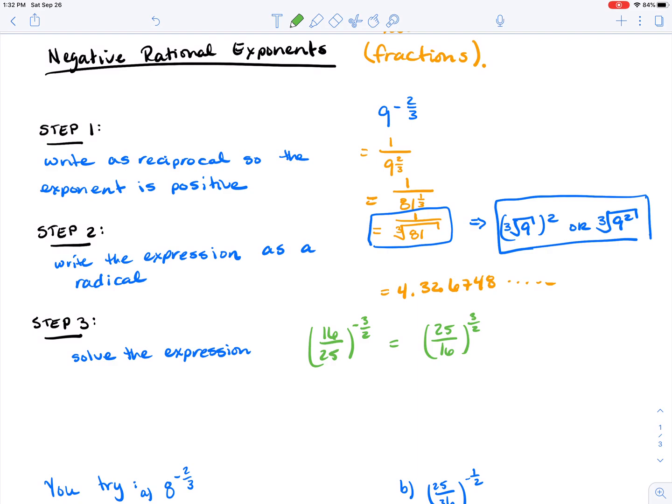Now I'm going to write the expression as a radical. So if I take it as a radical, it's going to be the square root of 25 over 16, and I'm going to write that all cubed. It's easier for me to solve the square root of 25 over 16 because both 25 and 16 are perfect squares, so I can solve that first. So I have 5 over 4 all cubed, and that equals 125 over 64.